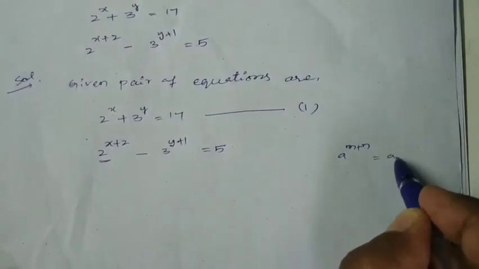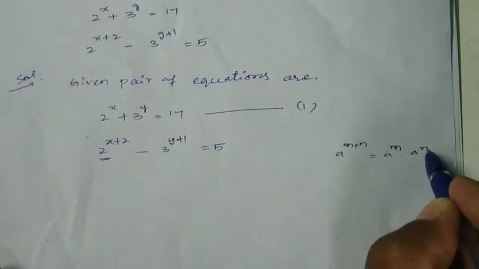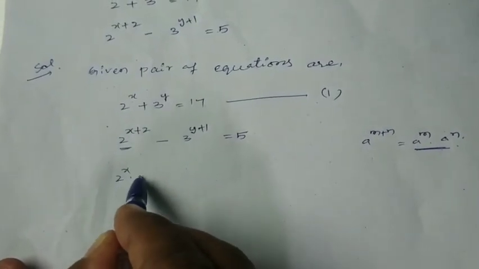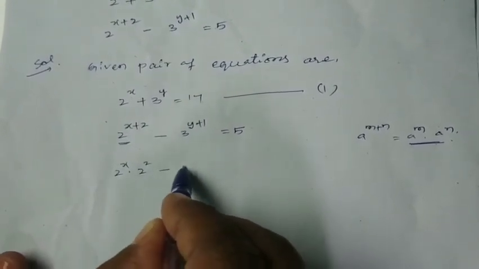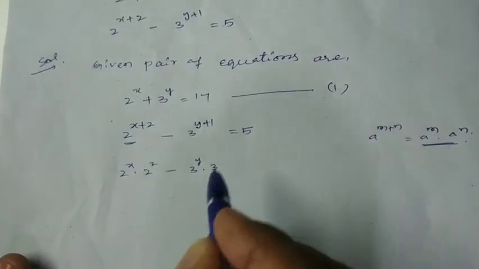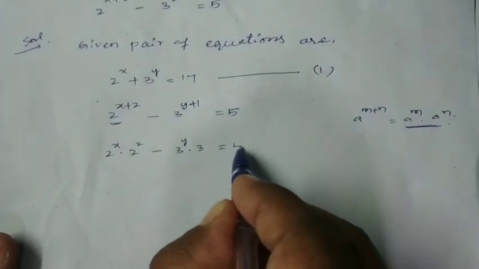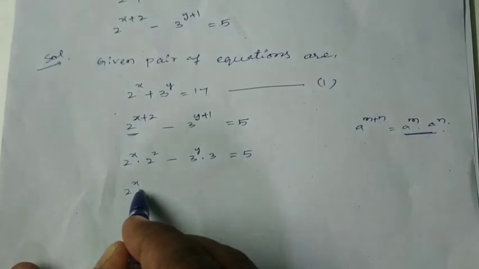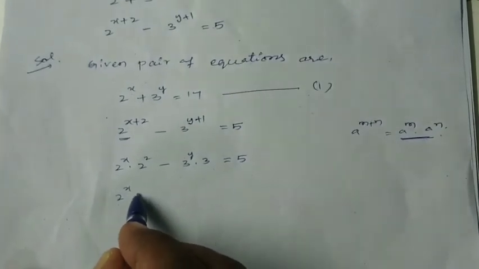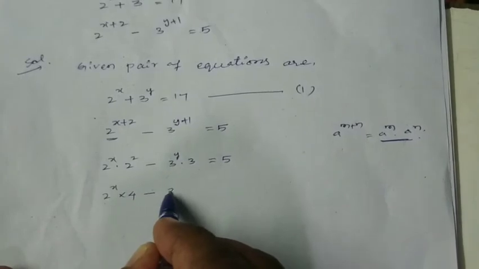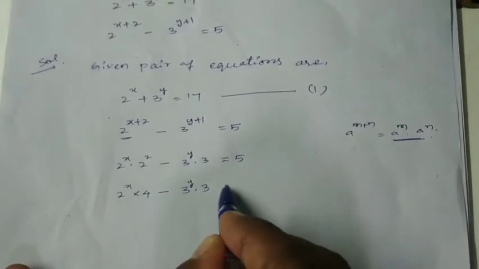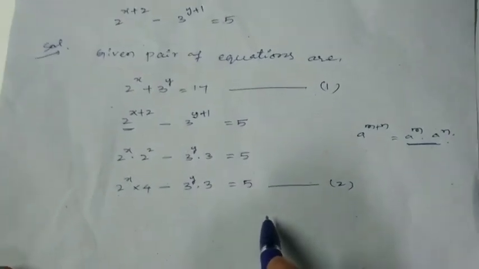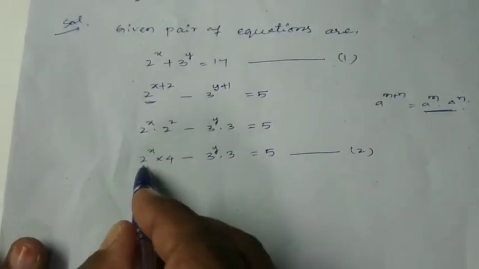A power m plus n equals to, we know that a power m into a power n. Like that we are going to write here 2 power x plus 2 equal to 2 power x into 2 square minus 3 power y into 3 power 1 is nothing but 3 only is equals to 5. 2 power x into 2 square equals to 4 minus 3 power y into 3 as it is equals to 5. This is equation 2.